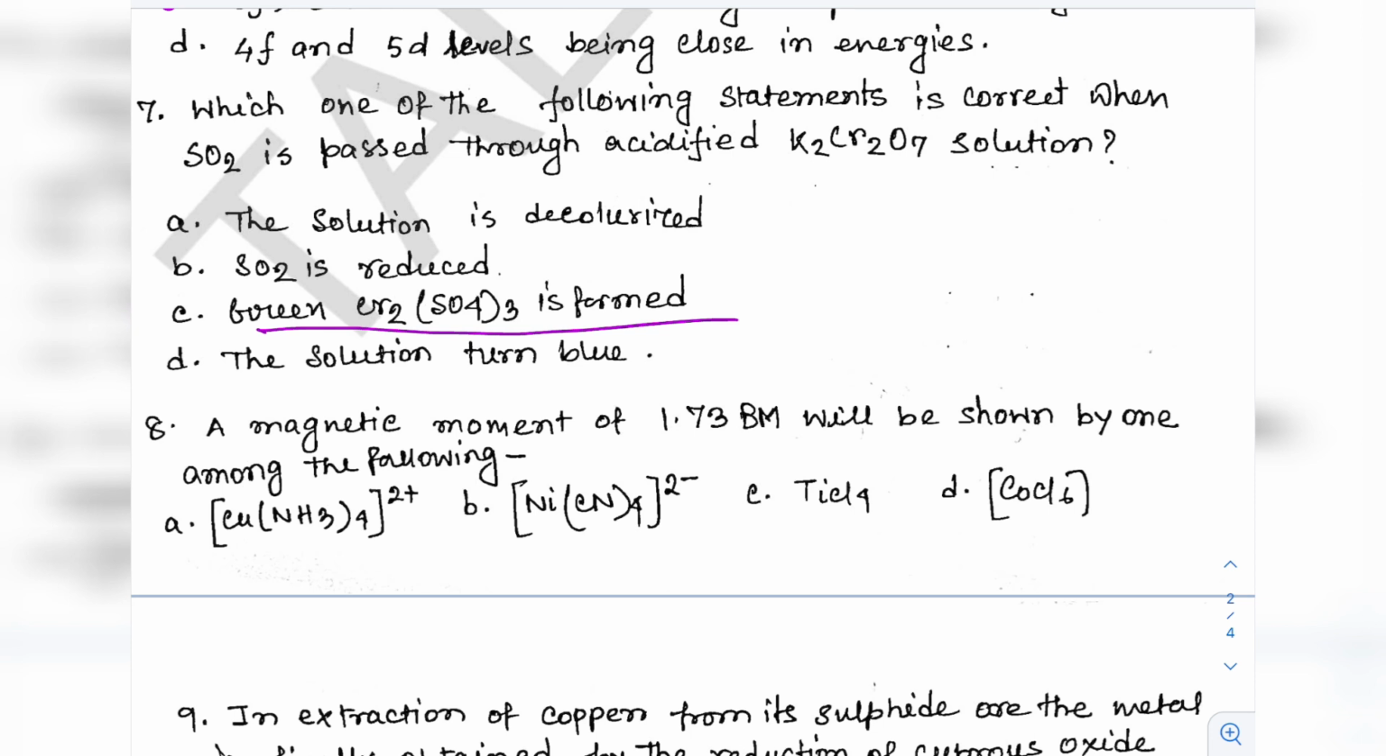Sulfur dioxide is oxidized here. Sulfur dioxide is acting as a reducing agent, and the final product will be green Cr2(SO4)3. So option C is the correct answer.